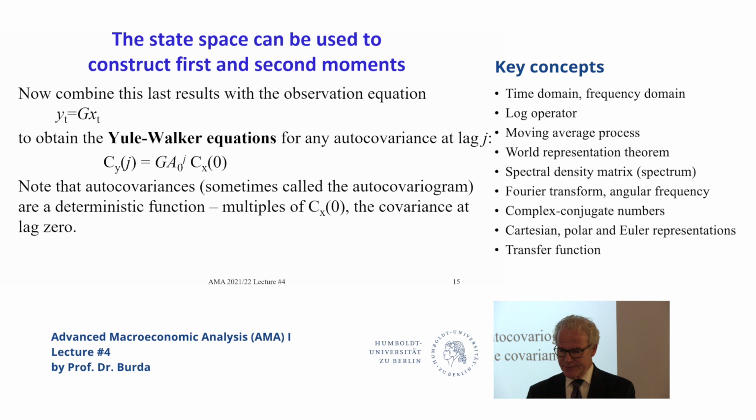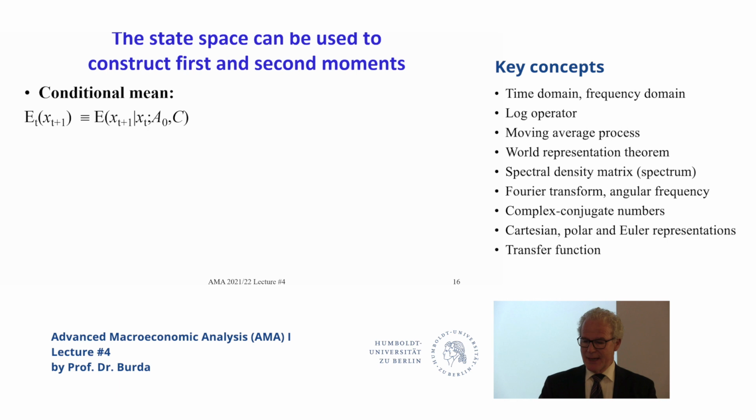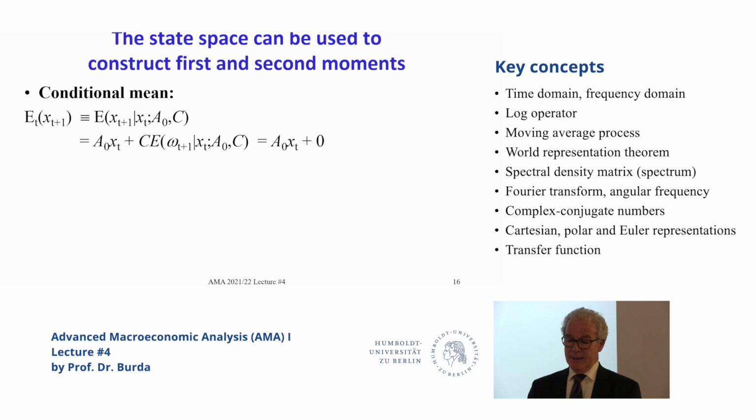Okay, so if you do that, you can do other things. We know a lot already. I mean, we know what the theory implies. So we can compute a conditional mean. So I know what GDP and unemployment are today. I know the model. What is my expectation of those two objects tomorrow, given my model? Okay, that's what I've got here. Given the model means conditional on A0 and C, okay?